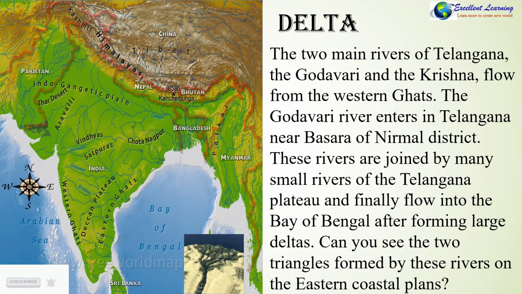Children, now look at this map. You can find the two triangles which are formed by the river Godavari and the river Krishna. After forming these two deltas, the river water flows into the Bay of Bengal. You can find the deltas near the eastern coastal plains.